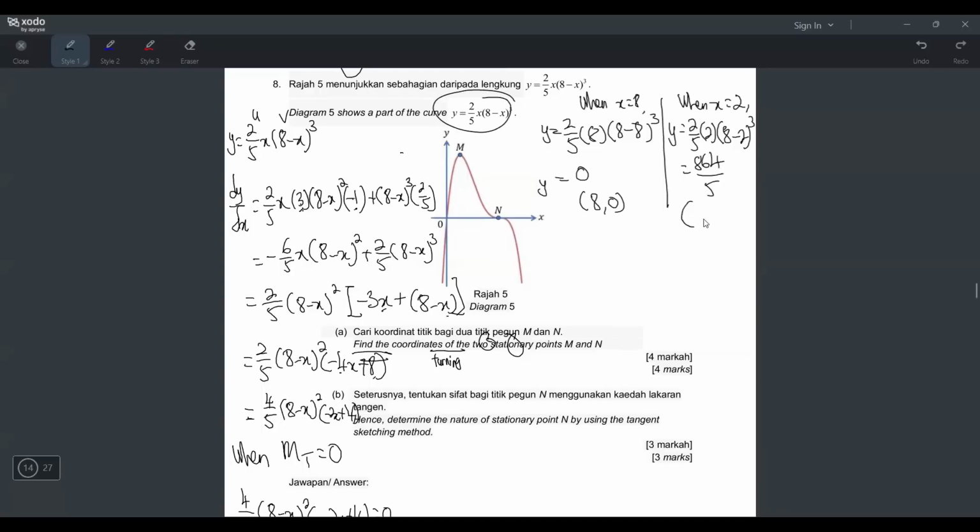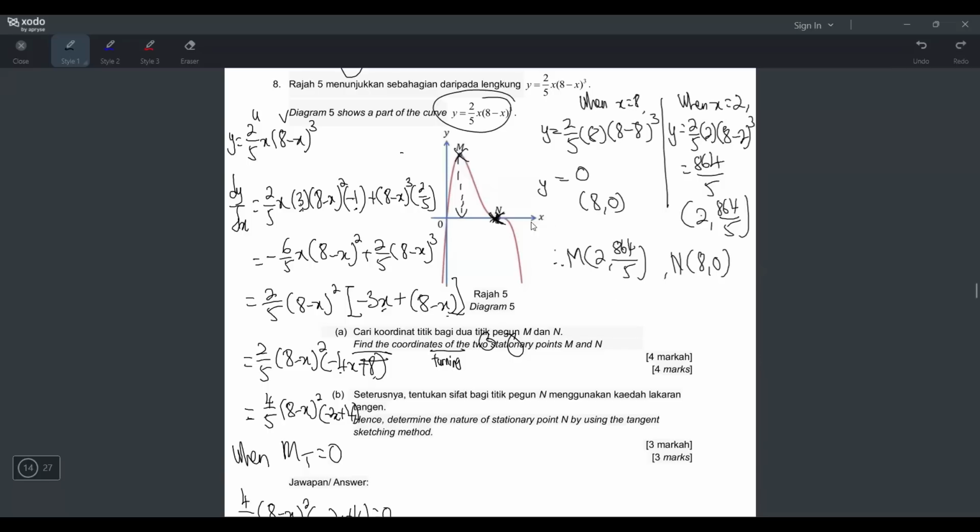Okay, so what's the turning point here? 2, 864 over 5, right? But the question asks us to find the coordinates of M and N, and M and N are turning points, right? So I should tell them which one is M, which one is N. So which one is M? Of course, it's this one lah, the 2, 864 over 5. And which one is N? 8, 0 lah. You guys know why, right? It's because M's x coordinate should be smaller. So 2 is smaller, right? And why is point N 8, 0? Because N has to have the bigger x coordinate because it's further away from 0. And also it makes sense because point N is on the x-axis. That's why the y coordinate is 0, right?